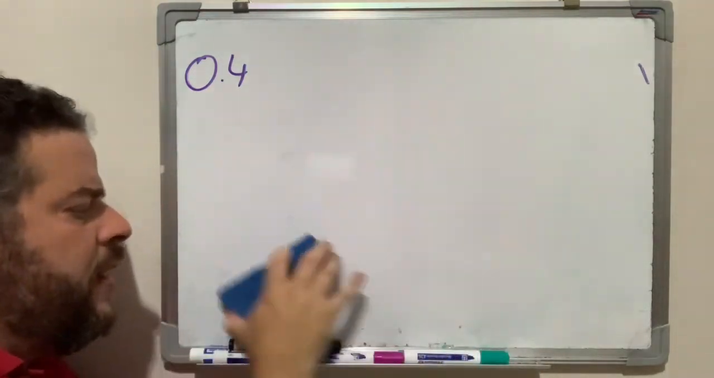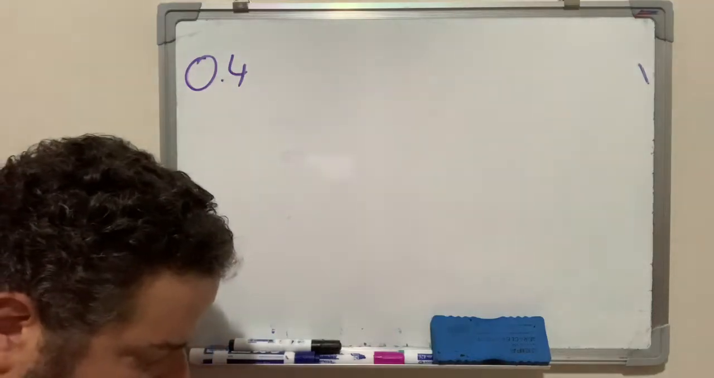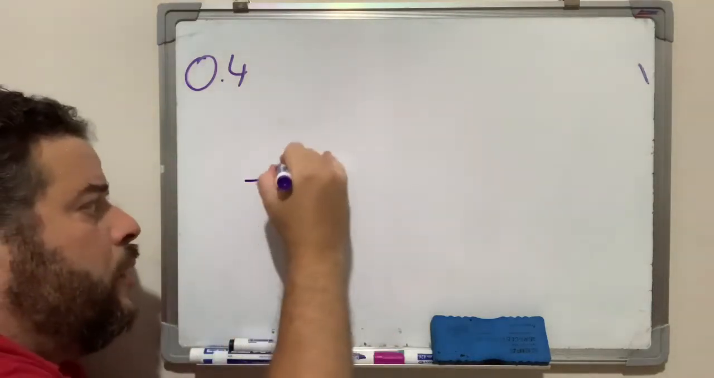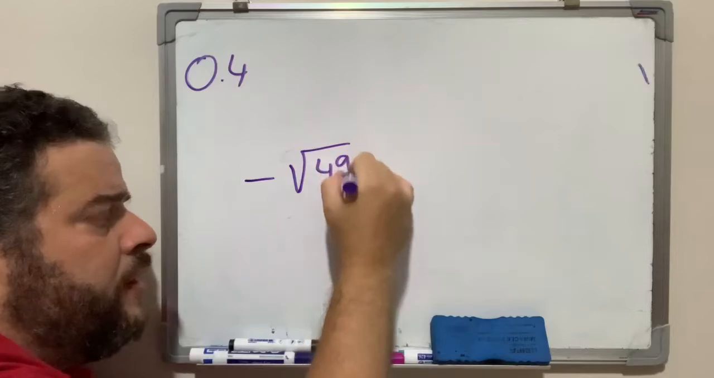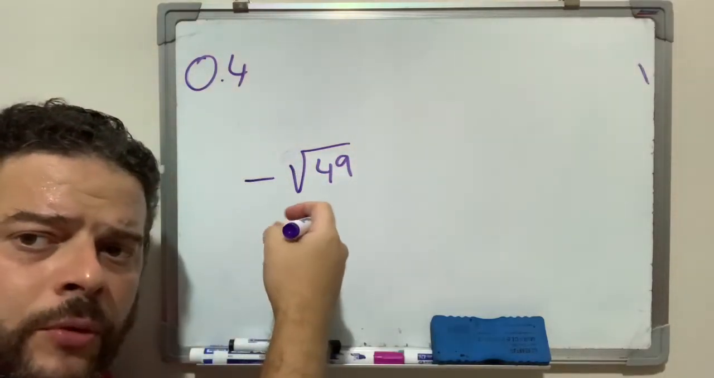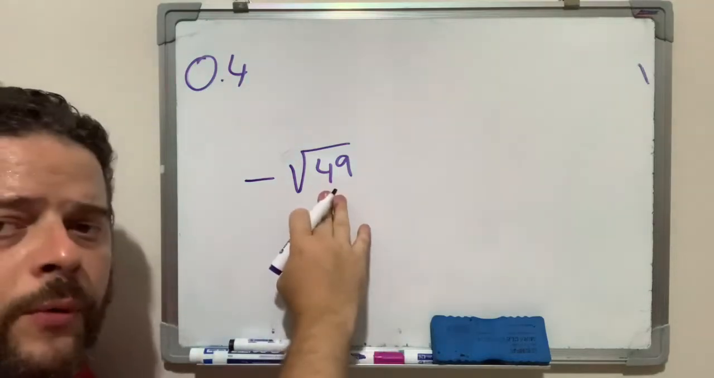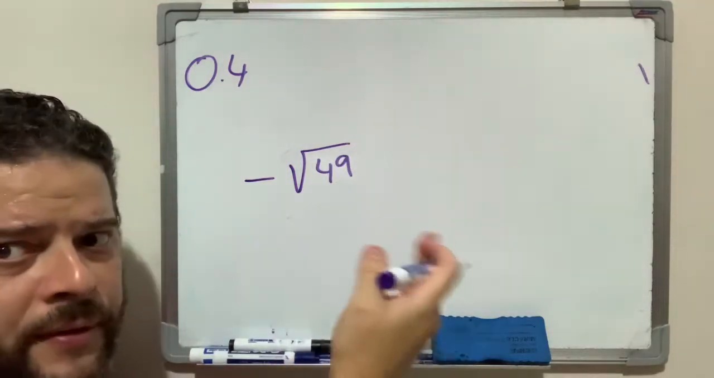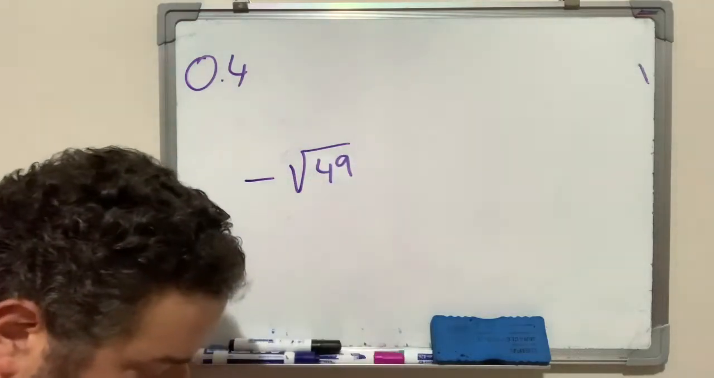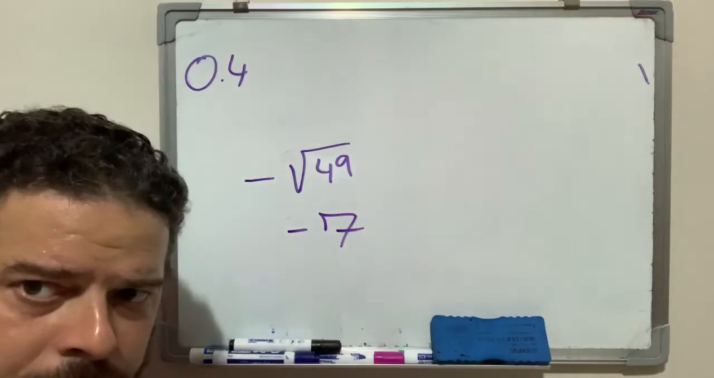Now let's focus on the actual examples given in the book. Let's go over example A. Find the nth root. Note that in example 1A, this negative is outside of the root, so you just do normal operations following PEMDAS. The square root of 49 is positive, negative 7, but then you apply the negative and the answer is negative 7.